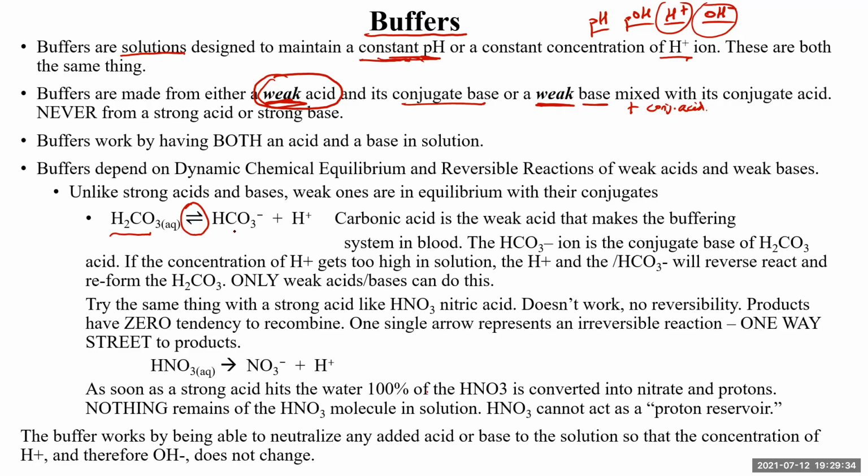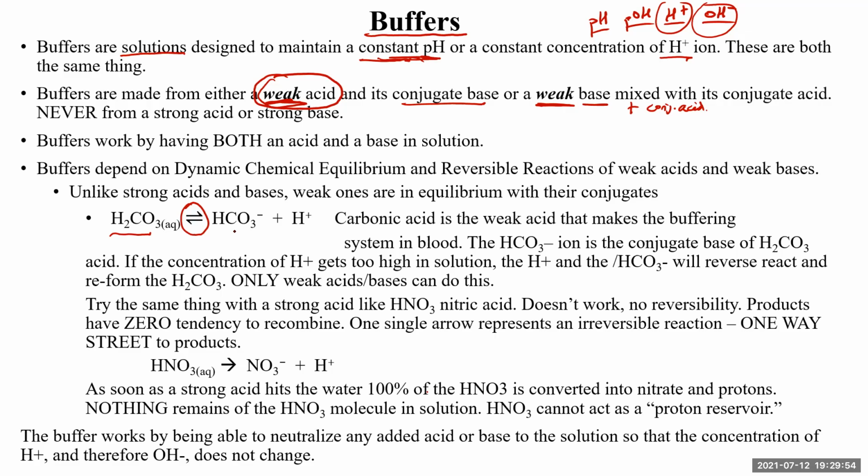Remember, strong acids and strong bases don't have equilibrium. There is no reversibility for a strong acid or strong base's dissociation. They dissociate, and that's the end of the story. But with weak acids and weak bases, you actually have more complexity. You can create a system that reacts to the environment.